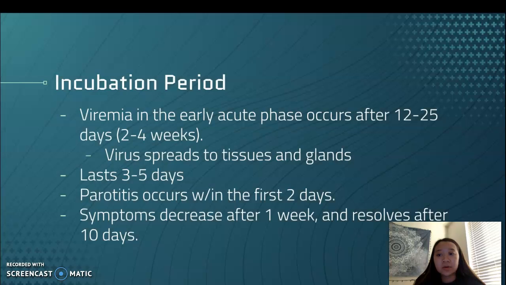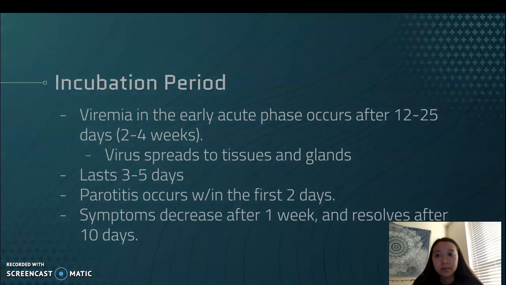And so, now talking about its incubation period, viremia in the early acute phase occurs after 12 to 15 days, so it lasts about 2 to 4 weeks in your bloodstream, and the virus spreads to tissues and glands from there. Then, after 3 to 5 days, parotitis occurs within the first 2 days. Parotitis is the swelling of your parotid glands, the glands between your ear and your jaw. And symptoms decrease after 1 week, and it resolves itself after 10 days usually.